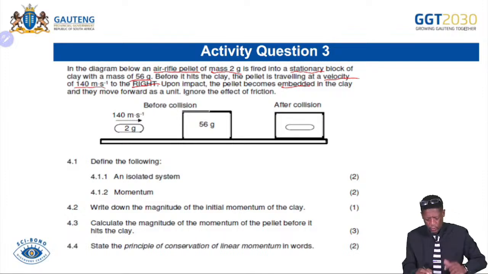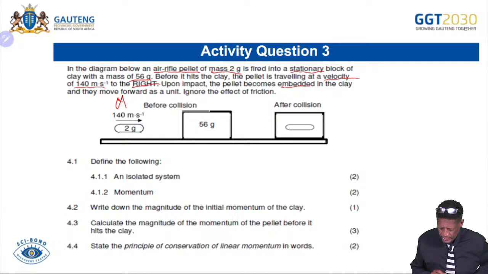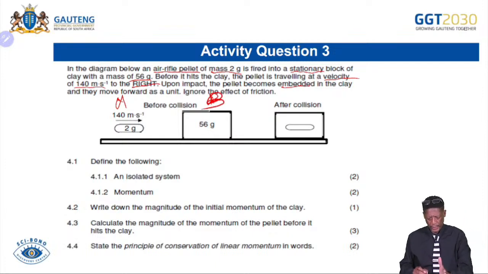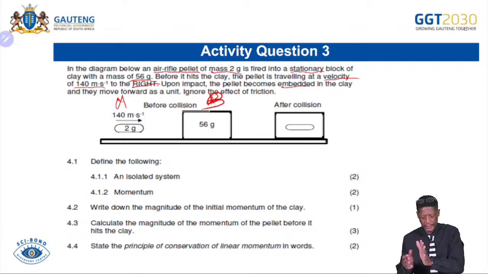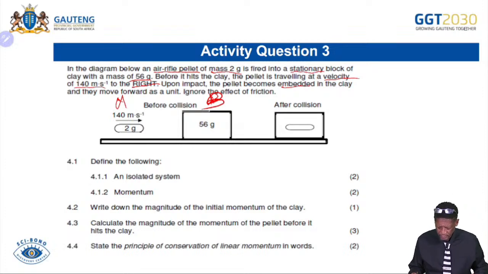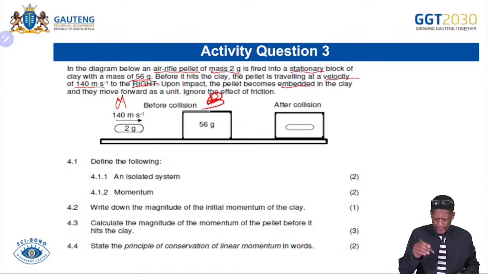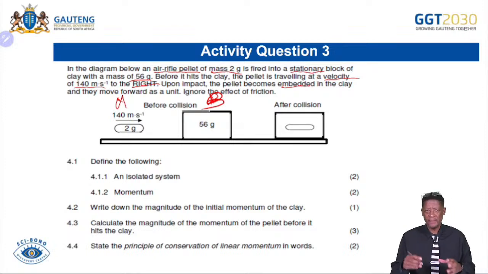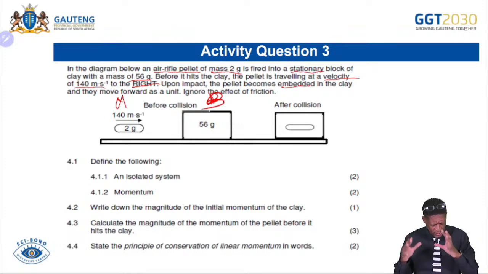Ignore friction. So now you've got A, which is the pellet, and B, which is the clay. Now, what is the question? The question says to you, define the following. These are 2 marks, 2 or nothing. Isolated system. With isolated system, you think of what? External force acting on the body, outside. That is an external force.